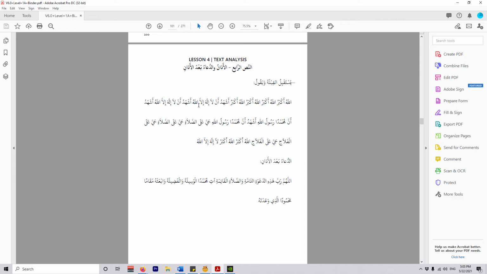Ashhadu an la ilaha illallah. I think there should be a wa there. Wa ashhadu an la ilaha ill. Oh, this is supposed to be the adhan here. Okay, so Allahu Akbar, Allahu Akbar. Ashhadu an la ilaha illallah. Ashhadu anna Muhammadar Rasulullah.